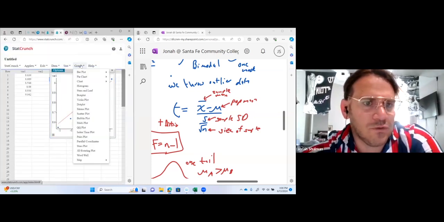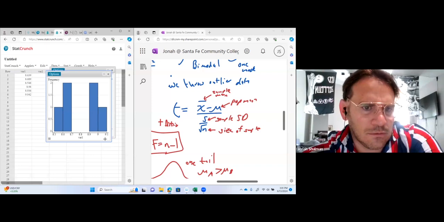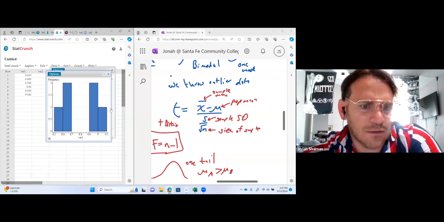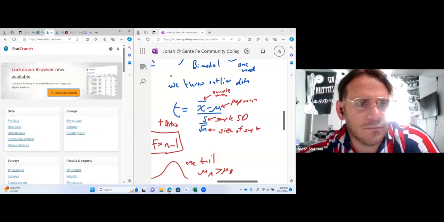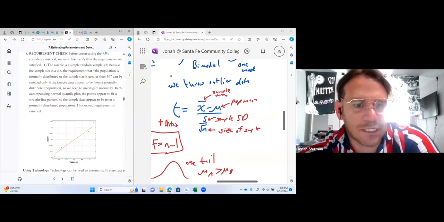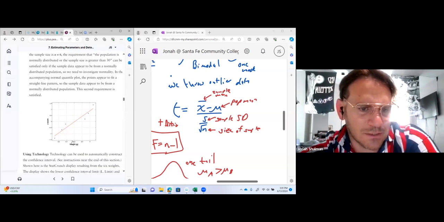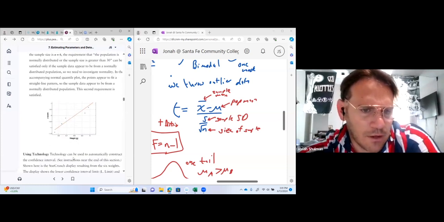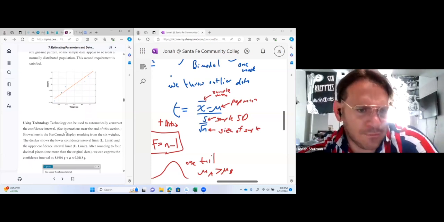What can we also do? We can just make a quick histogram of this thing. I guess it looks like it's kind of making that shape. There's just nothing in the middle. I'll take it. I'm not going to argue with it, but yes, we should be checking these things. I'd love it if it was more of a straight line, but I think it's because the decimal is so small. All right, technology can be used to automatically construct the confidence interval.